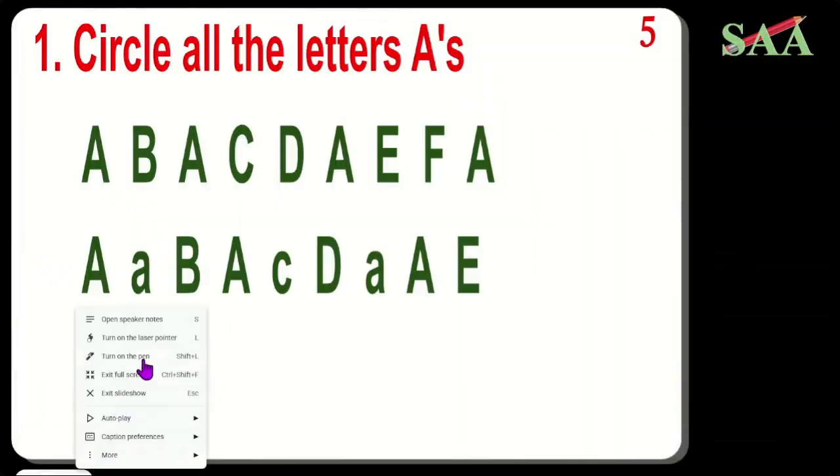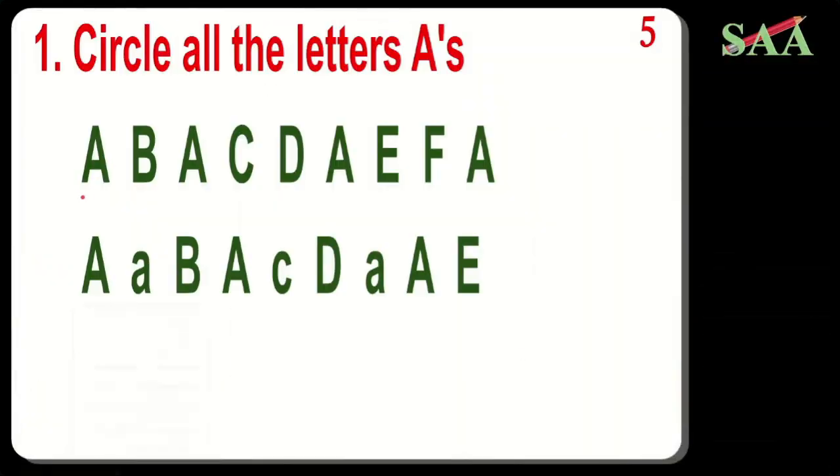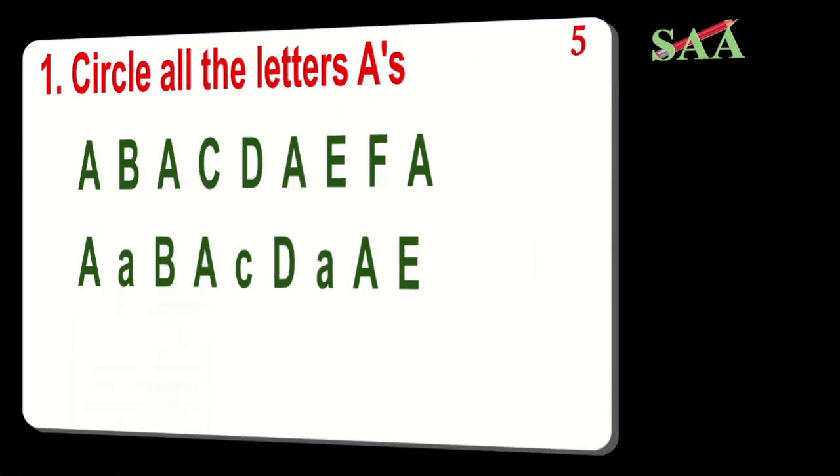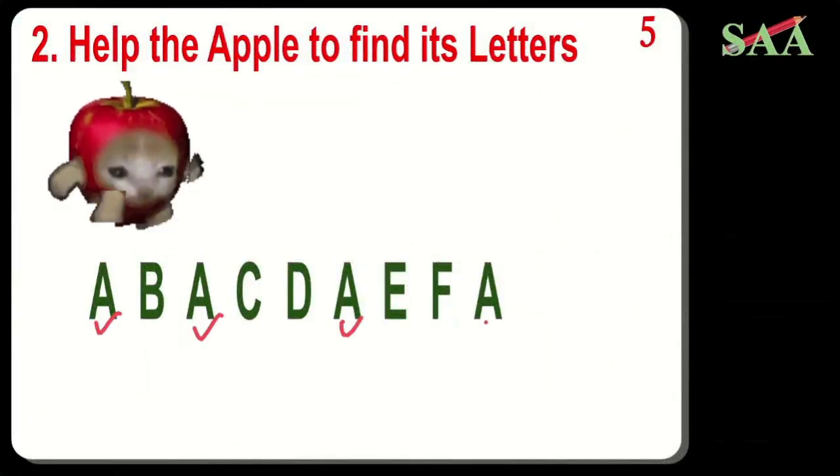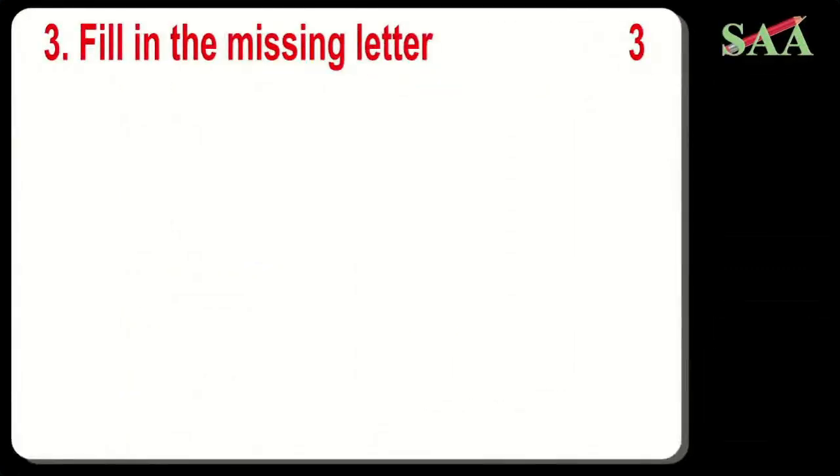Okay. Now let's move to the test. Here, this is A. This is A. This is A. Right? Here, this one A. This one A. Right? Now here, fill in the missing letter. A. S. L. E.